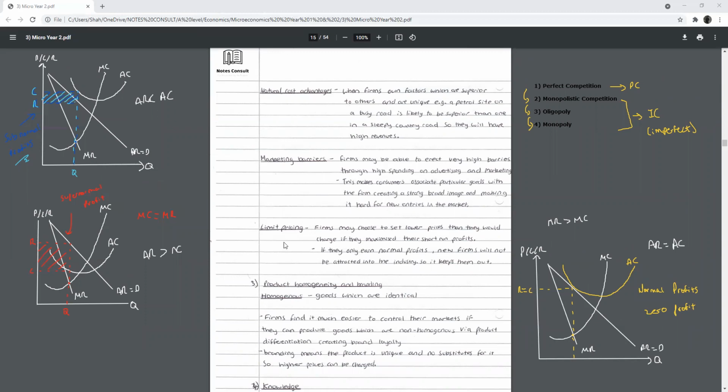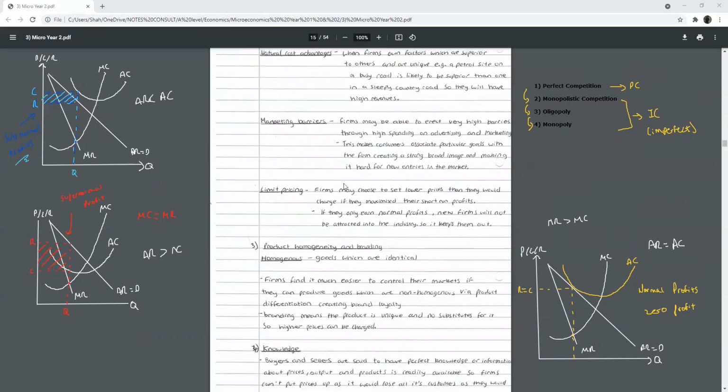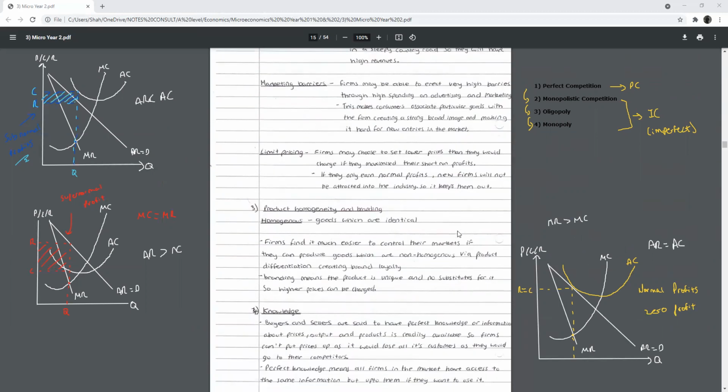Limit pricing. So this is more about oligopolies. Firms may choose to set lower prices than they would charge if they maximize their short-term profits. If they only earn normal profits, new firms will not be attracted into the industry. So okay, don't worry about this too much, but this is basically a strategy that oligopolies use to deter entry. So they lower their price to a normal profit level so that other firms don't come into the market and try to take their profits.